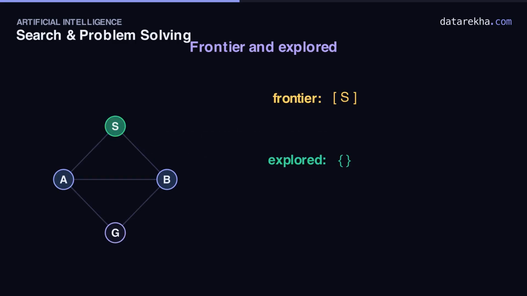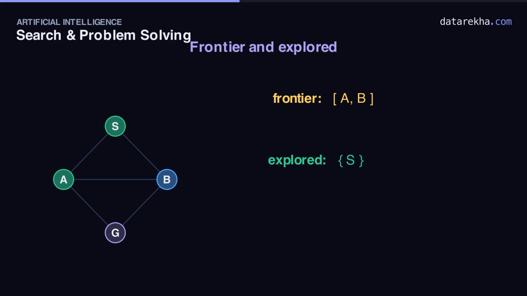Run it from S. The frontier starts holding just S. Explored is empty. Pop S and expand it. That generates A and B, which go onto the frontier. S itself moves into explored.